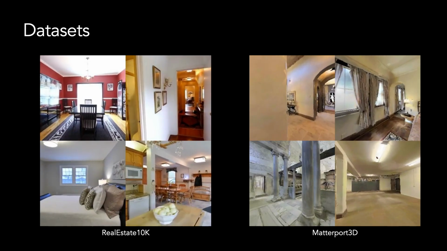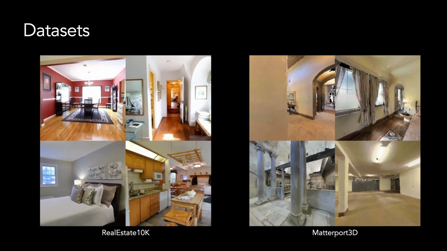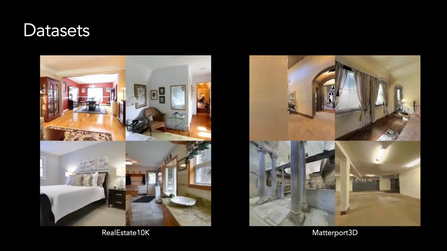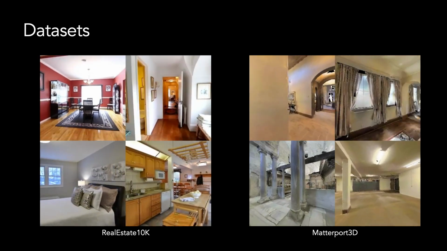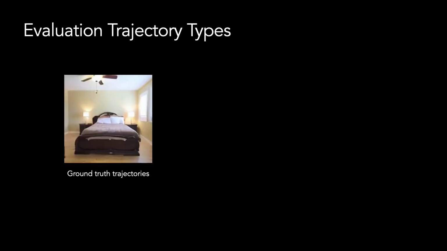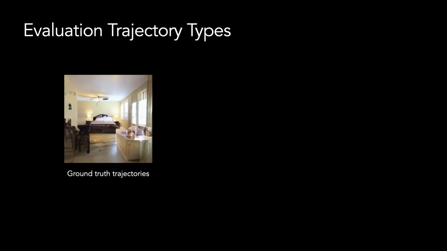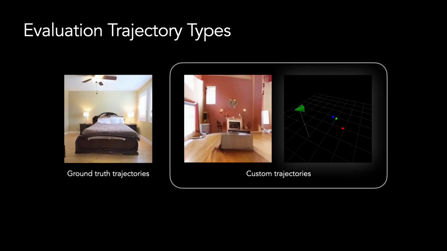For evaluation, we use two standard datasets, Real Estate 10K, shown on the left, which consists of real estate tour videos scraped from YouTube, and Matterport 3D, shown on the right, which is comprised of rendered meshes that are reconstructed from scans of real indoor environments. We evaluate generated sequences using trajectories from the datasets. We also generate sequences over custom trajectories.